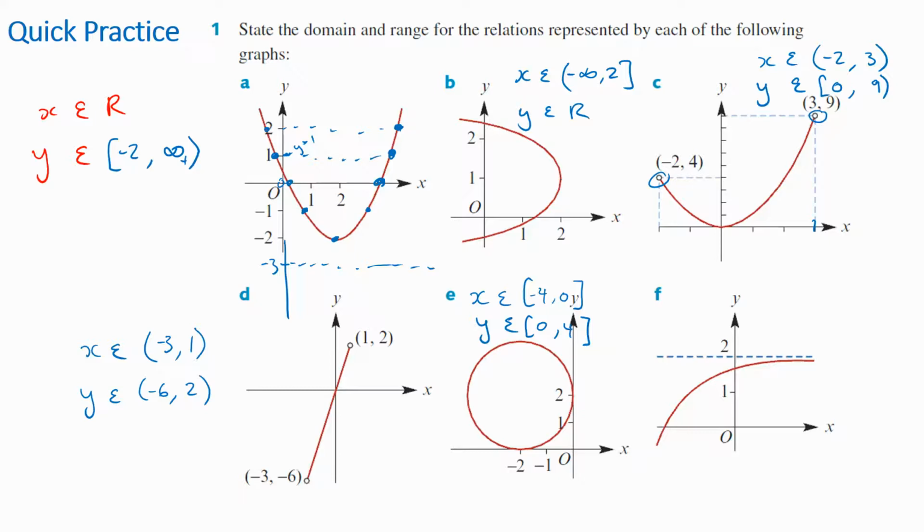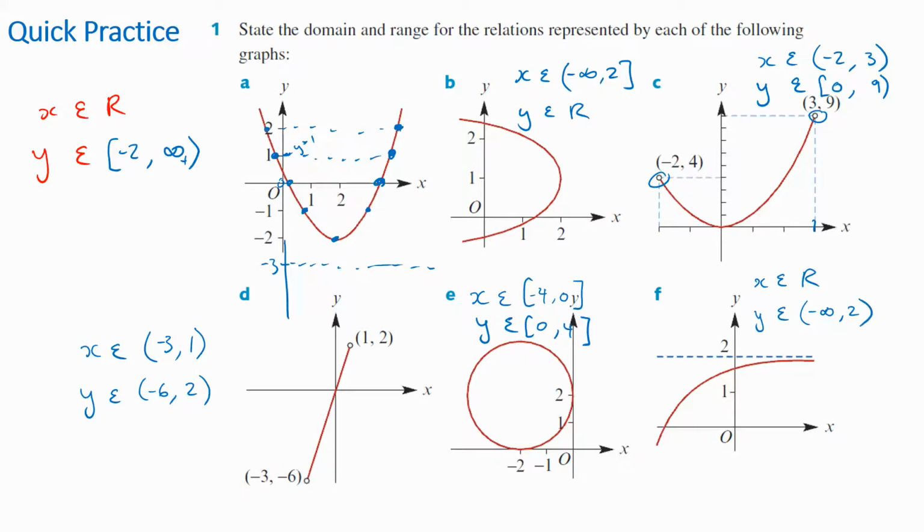Fantastic. F. What did you get for F? Sorry, what's your name? Verity. Verity. X is R. Yeah. And Y is open bracket, x and then 2 bracket.